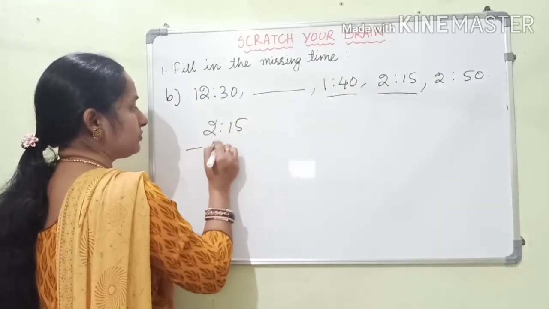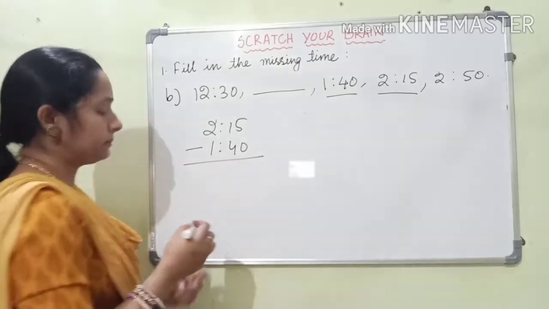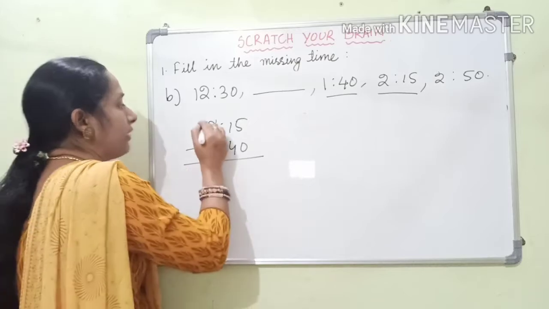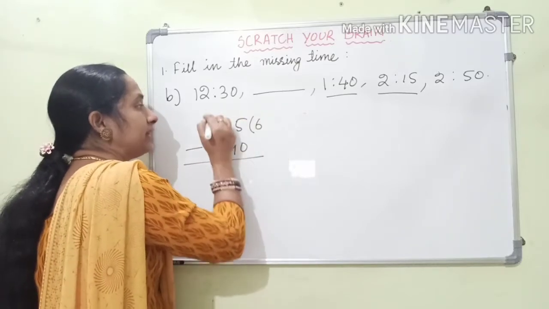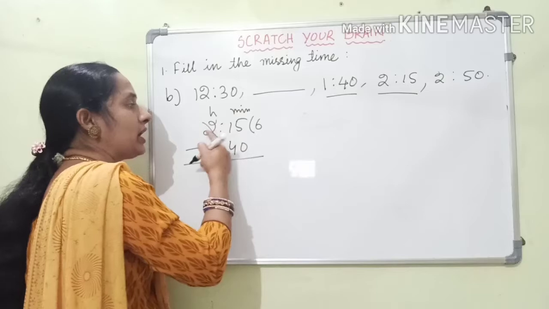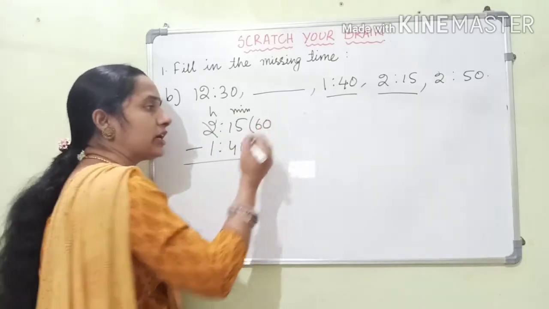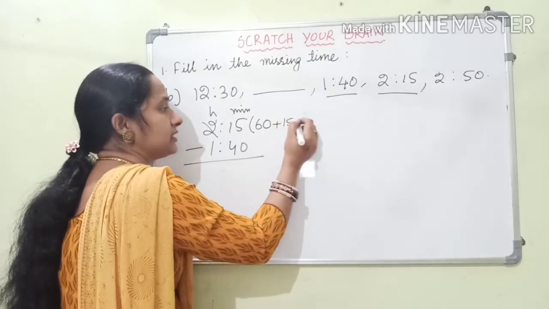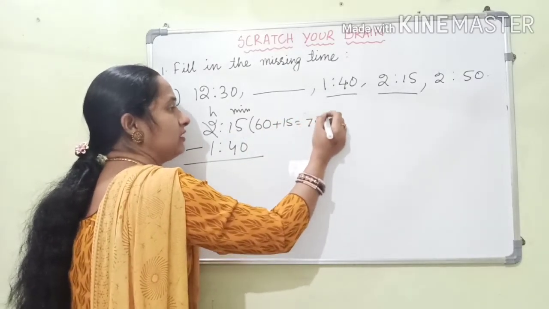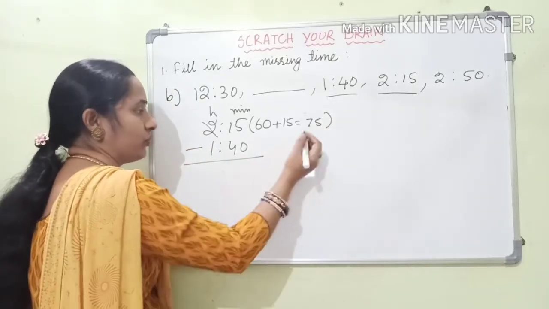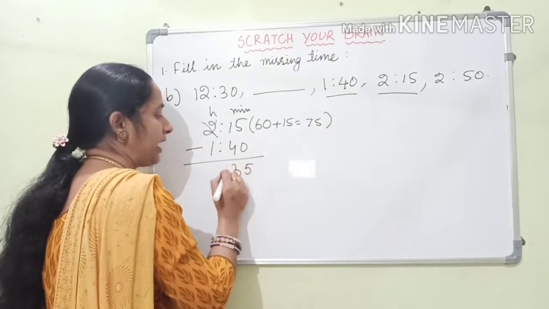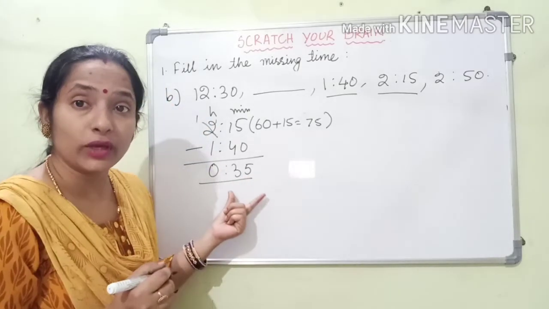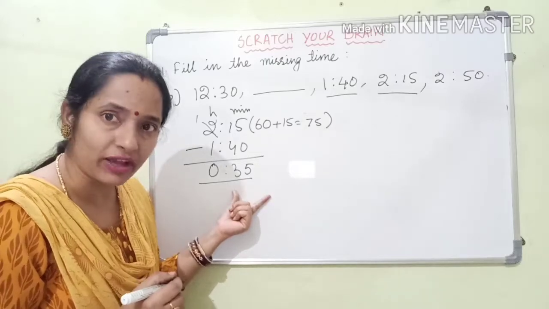2:15 minus 1:40. Now you see, from 15 we cannot subtract 40. So what we have to do? We have to borrow. This hours place can give you 1 hour. Then I will convert that 1 hour into 60 minutes. Now 60 plus the 15 minutes I already have is equal to how much? 75 minutes. Now from 75 you subtract 40. You will get 35. And here 1 remained, 1 minus 1 is 0. So we got the difference of the series, 35 minutes.